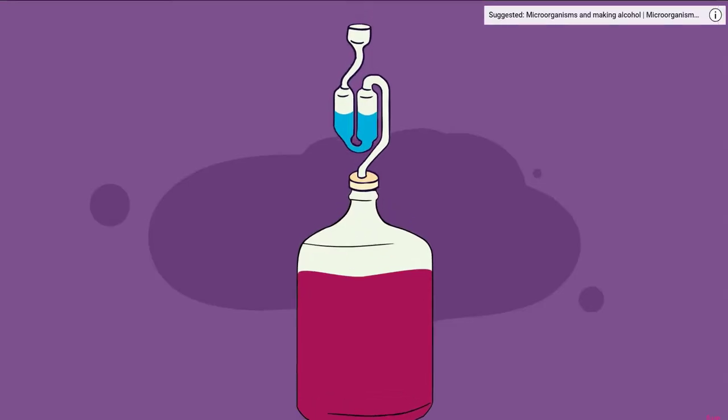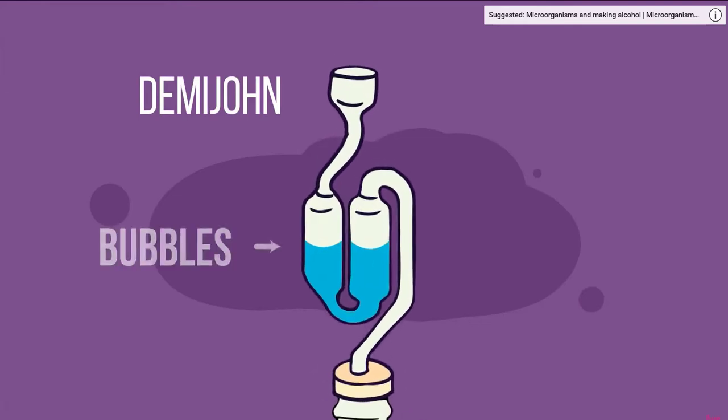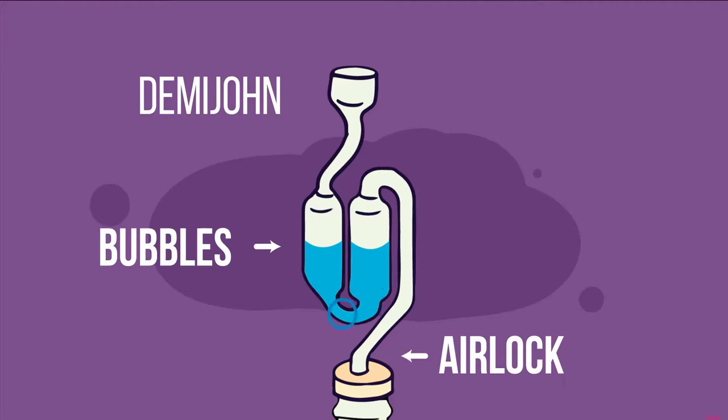Wine can be made at home in a demijohn. Why do you think bubbles are visible? Why do you think there is an airlock in the neck of the demijohn? Pause the video to discuss this. The bubbles show that carbon dioxide is being produced as the yeast respires anaerobically.